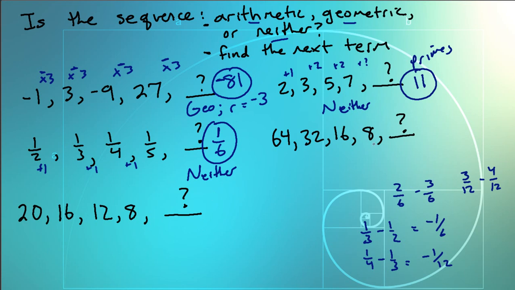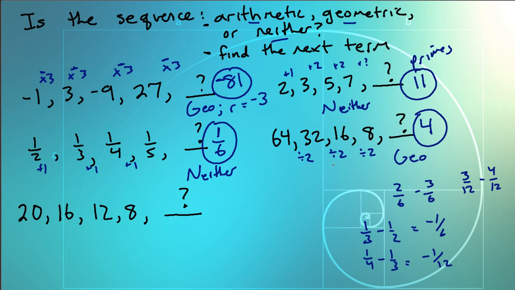Let's take a look at this one. So it looks like I'm dividing by 2. But I need to be careful. So yes, it is divide by 2. So yes, the next thing is 4. And it is definitely geometric.